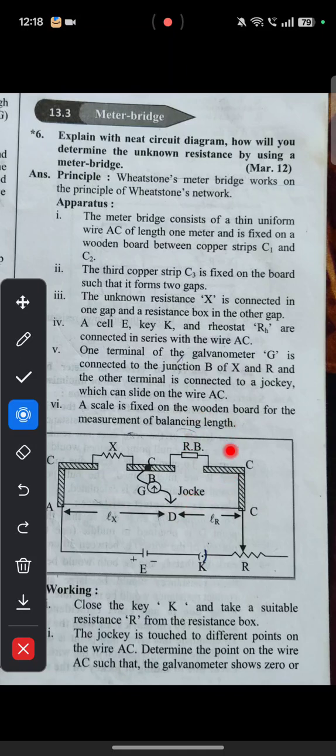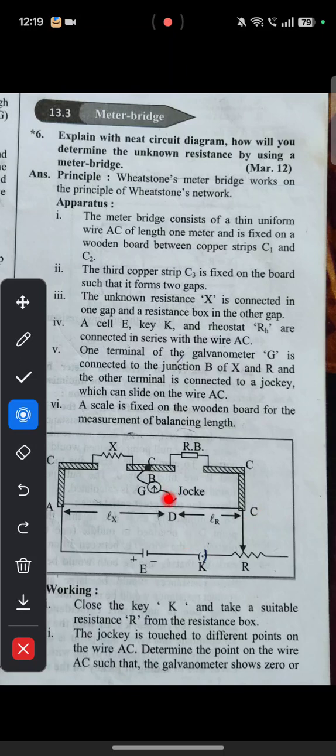So how will you note down the reading? Take out 30 or 25 ohms of resistance from this resistance box and tap the jockey on the wire. See where you are getting the zero deflection in the galvanometer. Wherever you get the zero deflection, stop the jockey there and measure the length Lx from the null point to point A. Lx is known as the balancing length, and the total length of this wire is 1 meter, that is 100 centimeters.